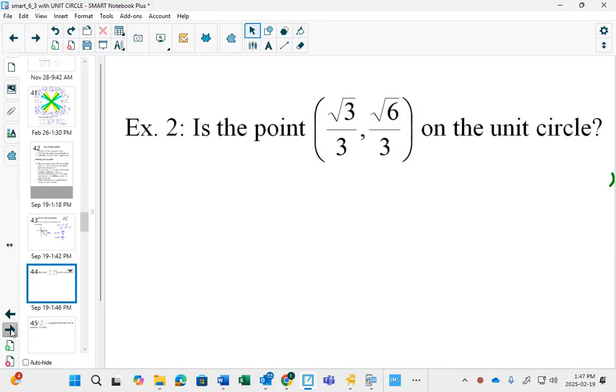Is this unit non-calculator? A lot of it's non-calculator. There's some calculator stuff. All the stuff that you have to memorize on a unit circle is non-calculator.